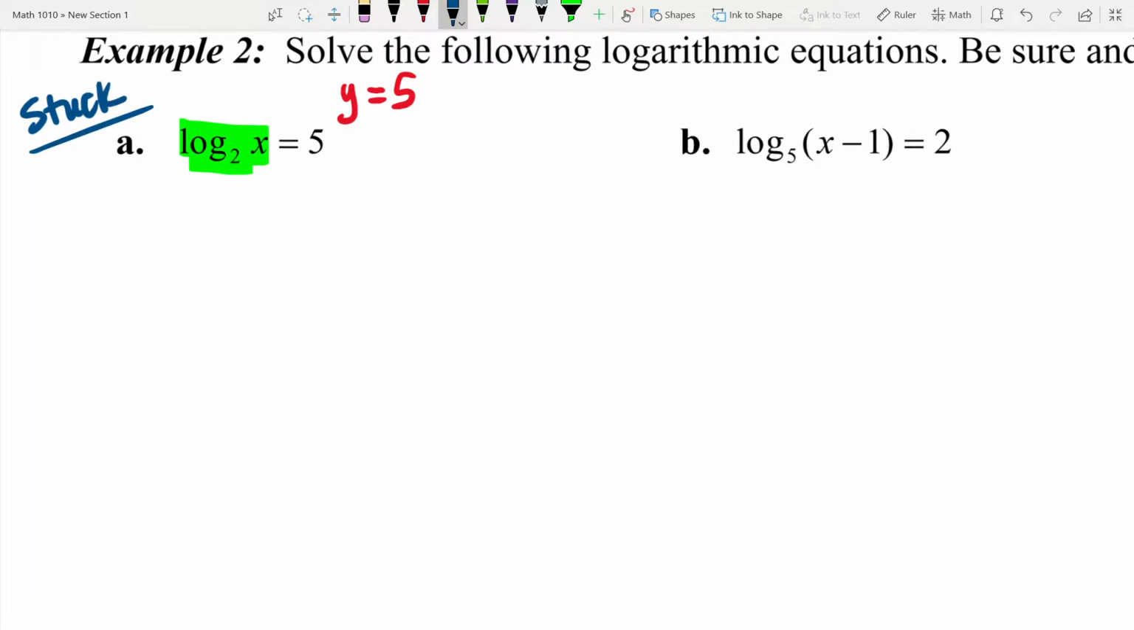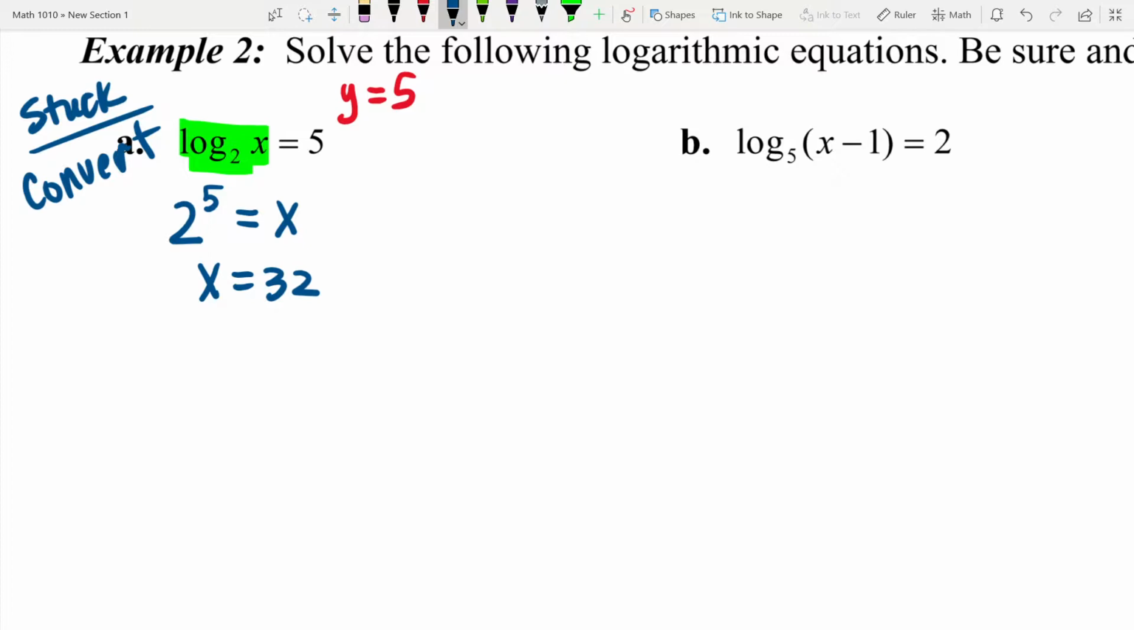We're stuck. The reason we're stuck is because on the left-hand side of the equation, the only thing I have is a log. So when you get stuck, everybody, what do you do? You convert it. Yeah, write that down. Convert. Thank you. So we're going to convert it to exponential. So everybody write down the base, which is a 2. Raise it to the other side, which is a 5, is equal to, the only thing I haven't written down is x. And then 2 to the 5th is 32.